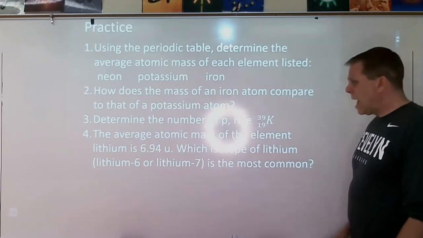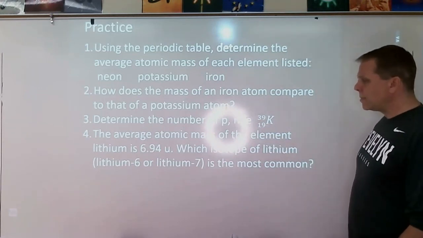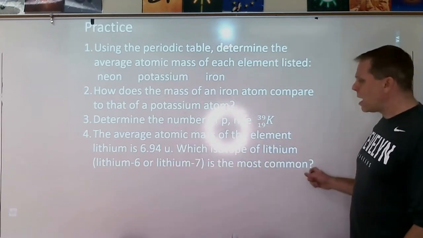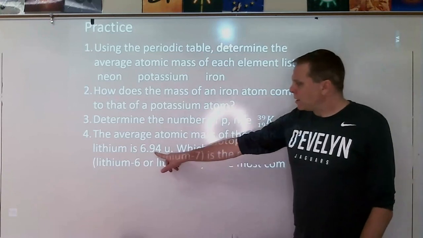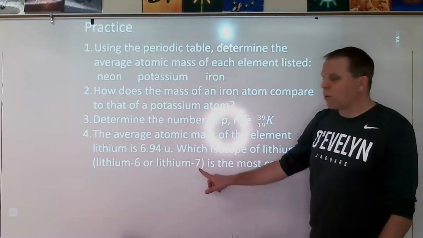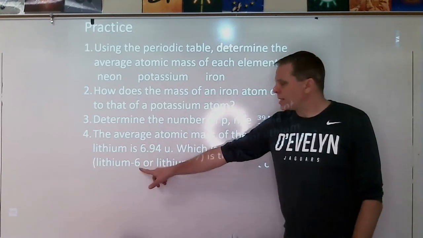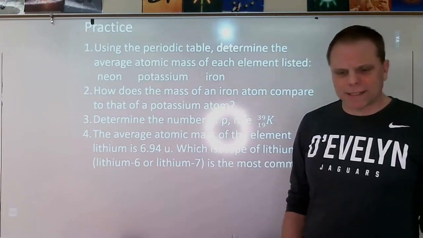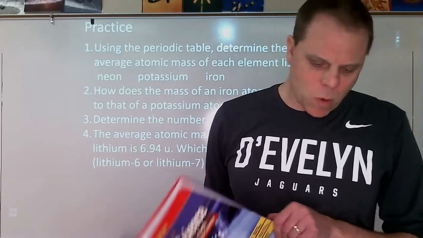so it's 19. Average mass of the element lithium is 6.94 u. Which isotope of lithium is the most common? Well, if it's closer to 7, that means I must have more lithium-7 than I have lithium-6, because it's an average, and the average is closer to 7. Make sense? All right.